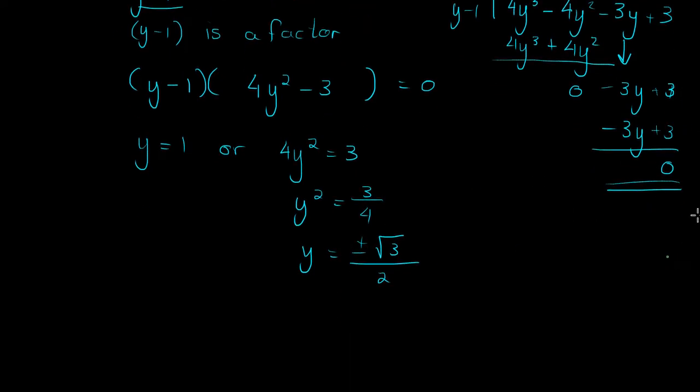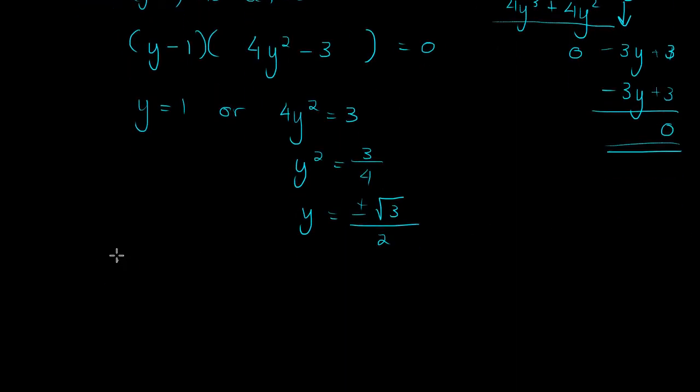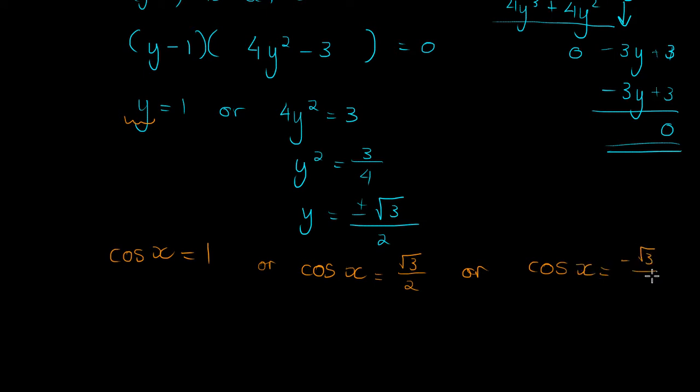Now, yay, I'm done. I'm not done. I'm not done because I never had a y to begin with. That wasn't what I had to solve. I had to solve x. So I have to introduce x back in. So I have cos of x, because that's what y was actually equal to, is equal to 1, or cos of x is equal to square root 3 over 2, or cos of x is equal to negative square root 3 over 2.